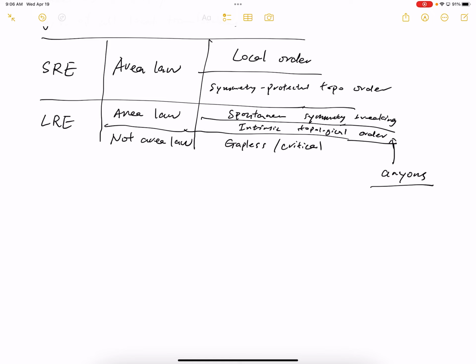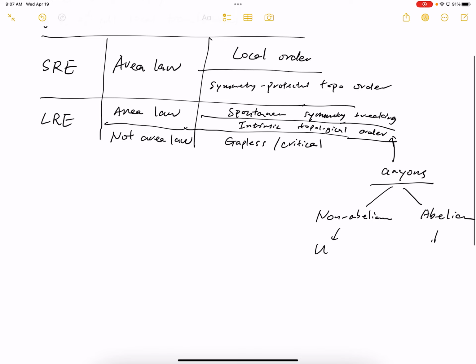So there are two classes of anyons. The Majorana fermions belong to something called non-abelian anyons, and there are also abelian anyons. Let me see if I spell this correctly. I always forget how to spell abelian. Yeah, I think it's correct. So, abelian anyons. Non-abelian anyons basically means if you swap those two particles, you actually get a unitary.